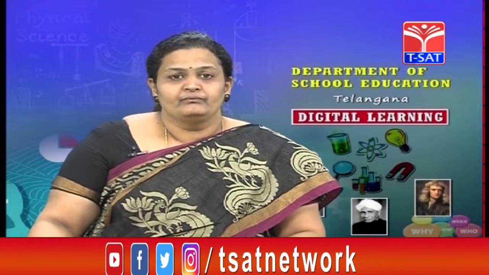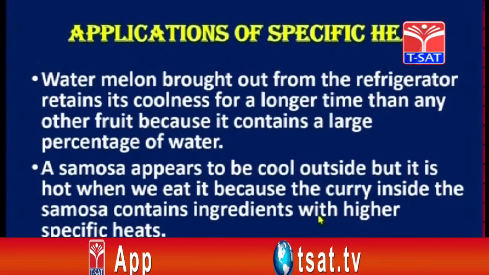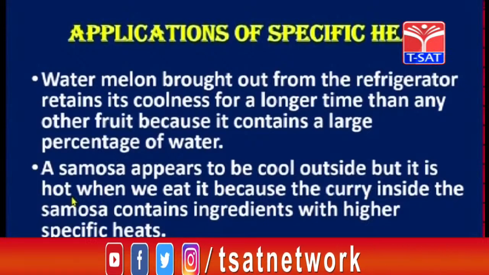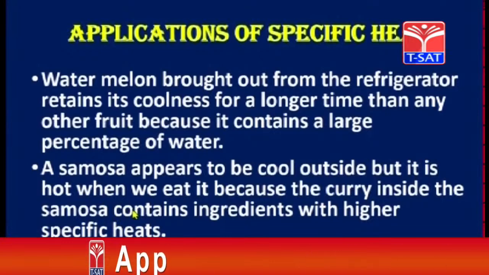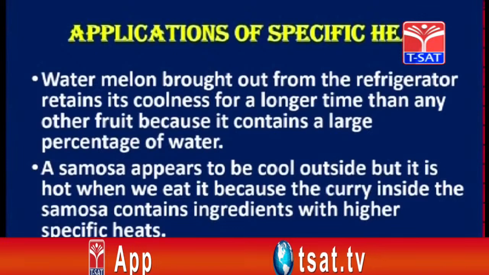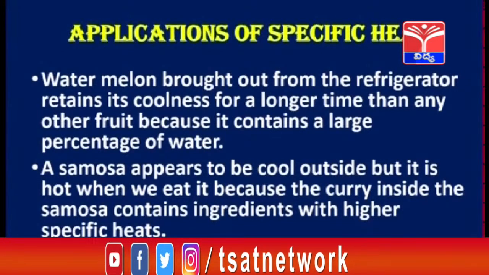Next example, we all love samosas, isn't it, children? We all love samosas, kachoris, all snack items. So, a samosa appears to be cool outside, but when you take a bite, sometimes your tongue gets burnt. Why is it that it appears cool outside, but it is hot when we eat? Children, it is because the substances present inside the samosa, the vegetable curry that we stuff inside the samosa, have more specific heat compared to the outer surface coating. Right, children? So, these are the applications of specific heat.